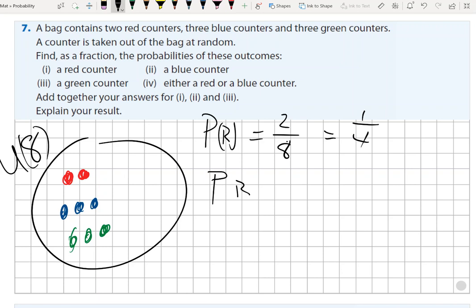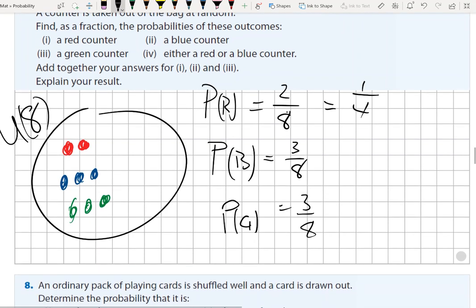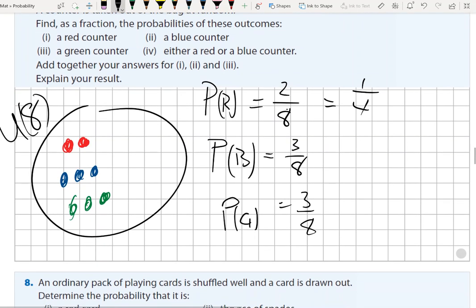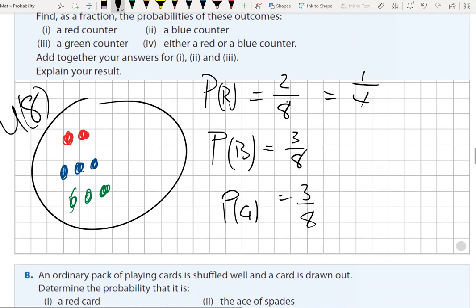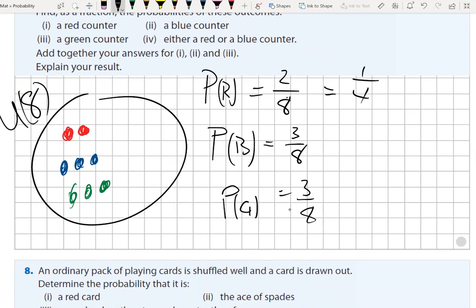Probability of blue, counting the blues. Probability of green. Neither a red or a blue counter. Well, that's the same as green. So it'd be 3/8 again.